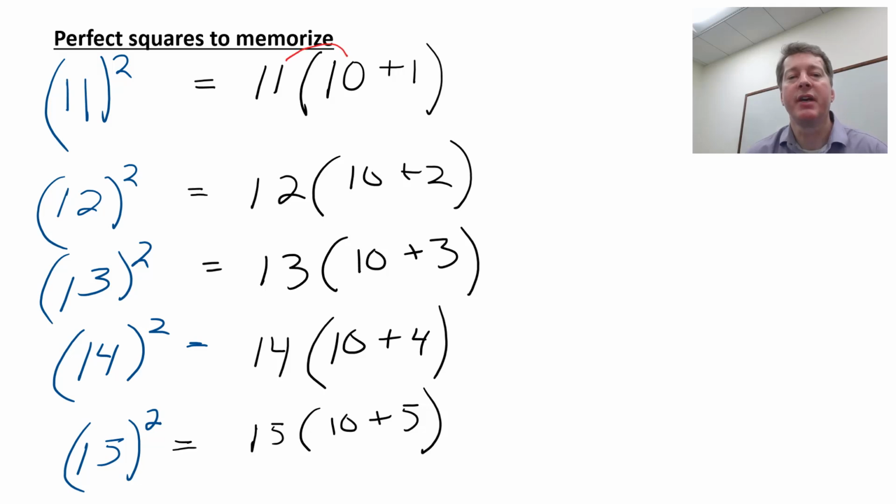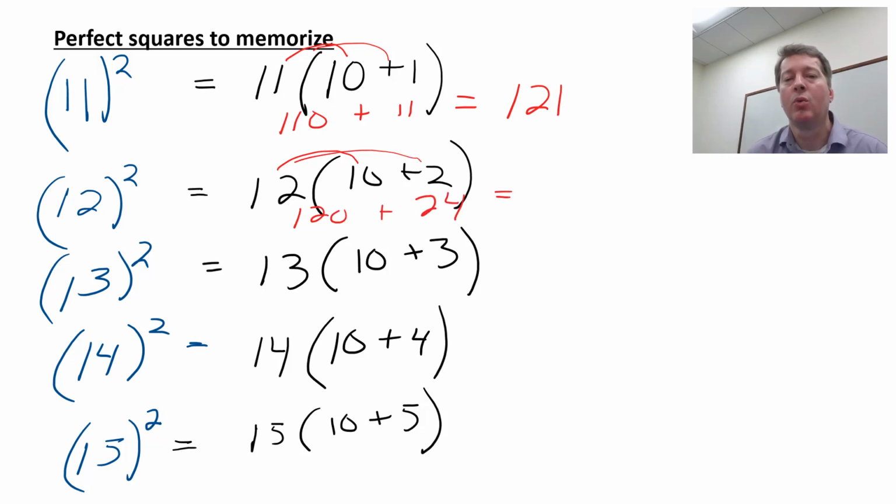So 11 times 10 is 110. We're distributing, right? Plus 11 times 1 is 11. So 121. 11 squared is 121. Really good to memorize that. 12 squared. Well, 12 times 10 is 120, plus 12 times 2 is 24. So 144. 12 squared is 144.